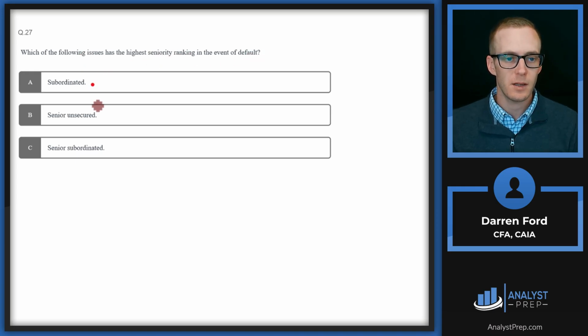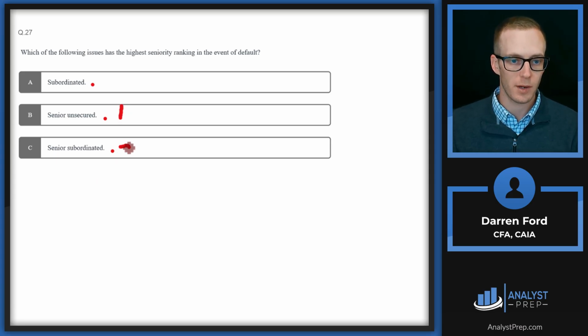Which of the following issues has the highest seniority ranking in the event of default? Is it subordinated, senior unsecured, or senior subordinated? So our overall stack is going to go senior secured, then unsecured, then subordinated. And then you have senior or junior within each of those. So for this order, we're going to have 1, 2, and then 3. So this will be answer B, senior unsecured.